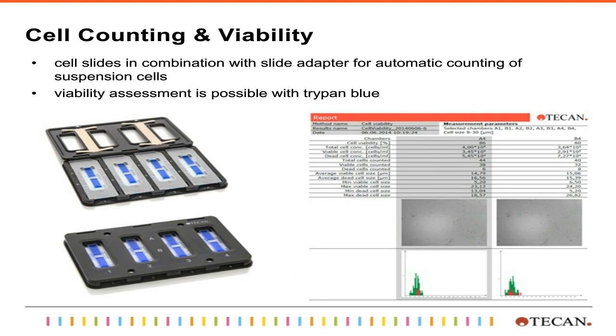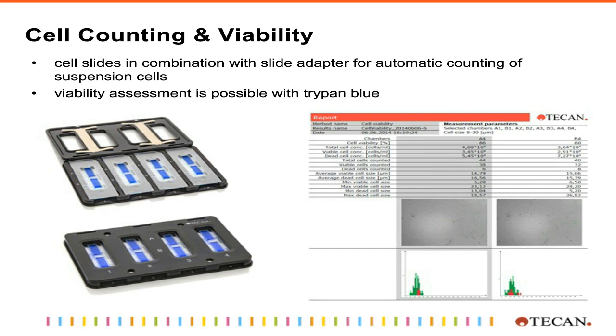Another highly useful function is the camera module that is installed in the Spark readers. It can be used for three key applications: cell counting, cell viability assessment, and confluence. The first two applications are done in a special accessory, the slide adapter that comes with this instrument feature. It has the same footprint as a standard microplate and can therefore be placed conveniently on the instrument's plate carrier and used in the same way as a standard microplate.